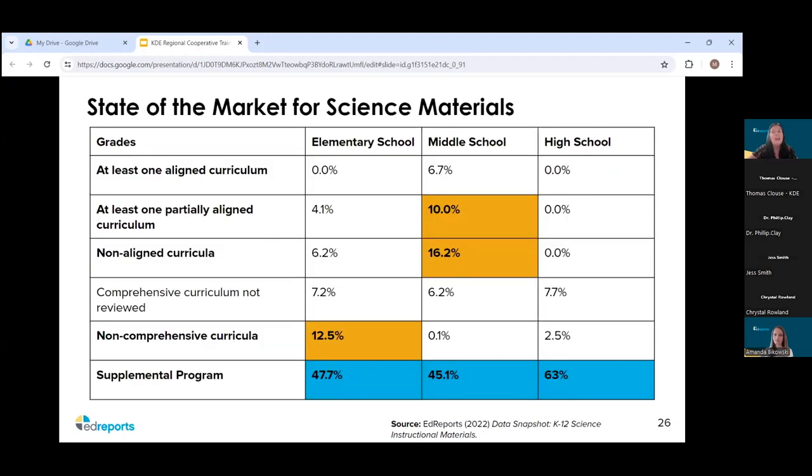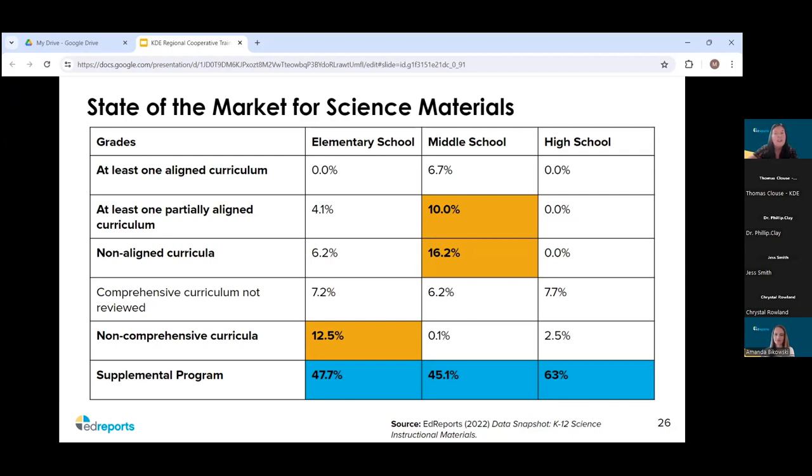The current lack of aligned materials affects what is taught in the classrooms. Only 30% of teachers report using any core program as their comprehensive set of instructional materials. This results in classroom environments that are very different, where the majority of resources are supplemental. In fact, 50% of science educators rely on supplements as their comprehensive sets of instructional materials.